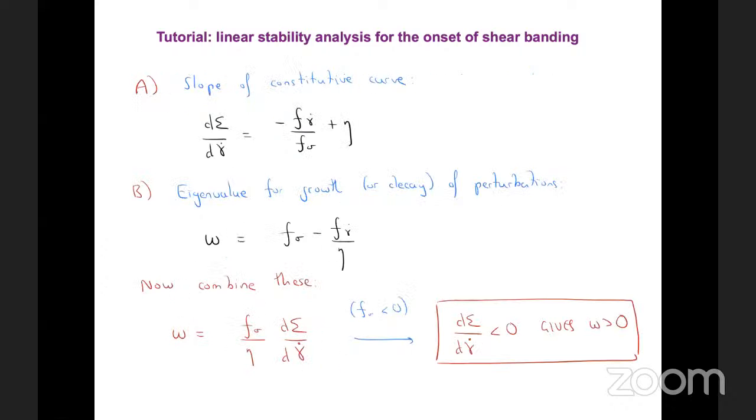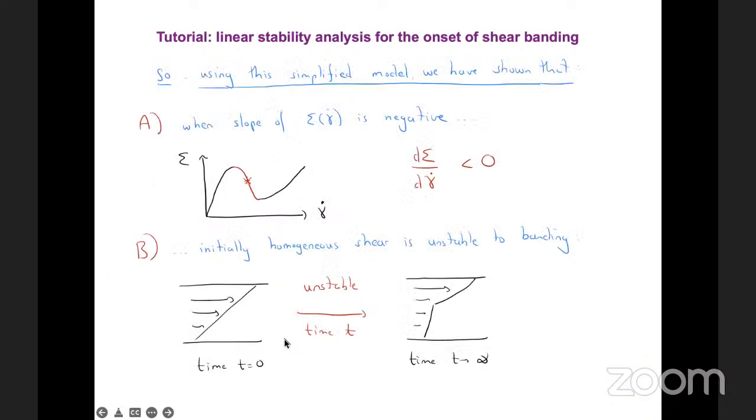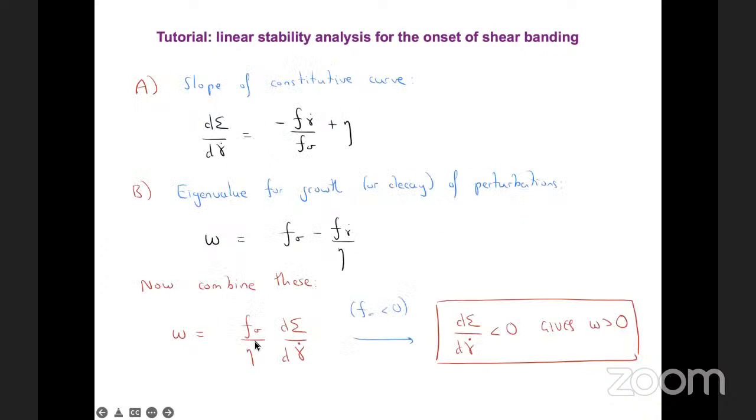All right, so we've now done these two calculations, A and B. We've shown that the slope of the constitutive curve is of this format here, and we've found the eigenvalue for the growth, if omega is positive, or decay, if omega is negative, of the perturbations. So we can now combine these, and it turns out then that the eigenvalue is the slope of the flow curve times a prefactor, which is 1 over eta.